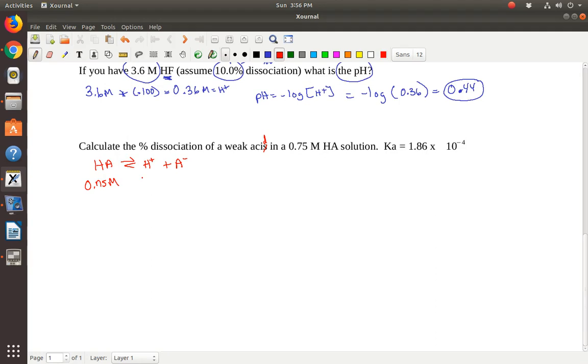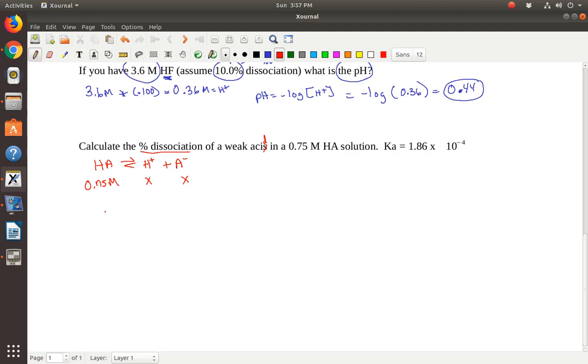We don't know how much I have here. We have an X amount of this and an X amount of that. Because the percent dissociated, it's not going to 100% fall apart. It's going to be partially falling apart. So I can't say it's a 1-to-1 ratio. It's only 1-to-1 if it completely falls apart. It doesn't, so we have to figure this out.